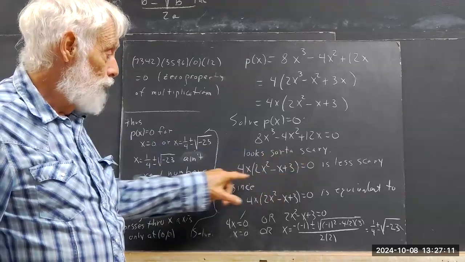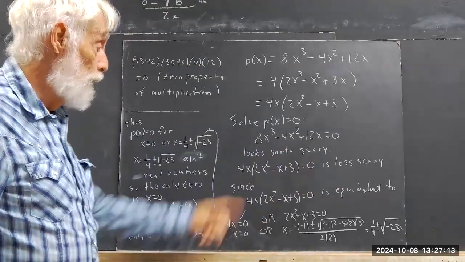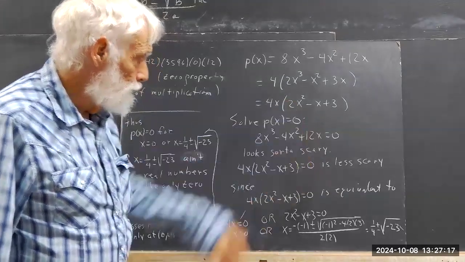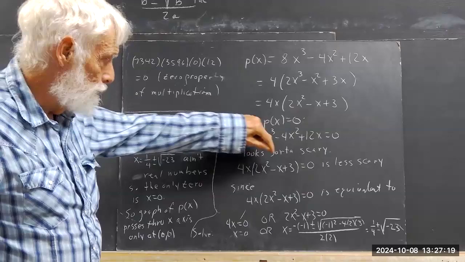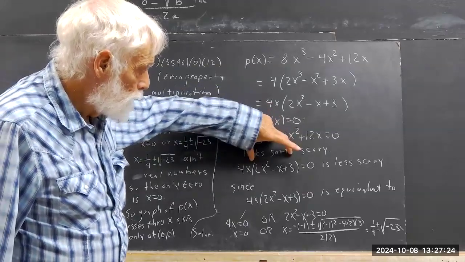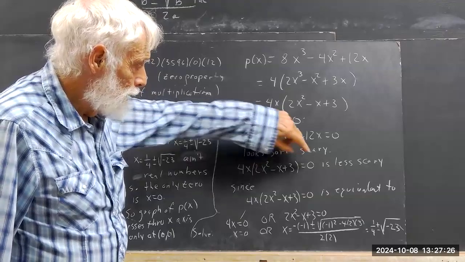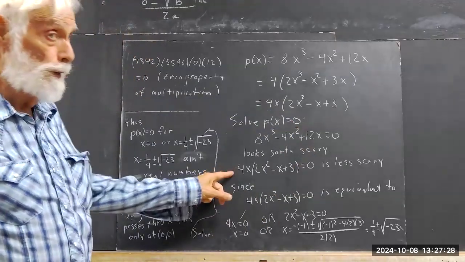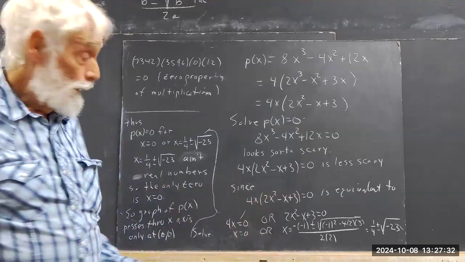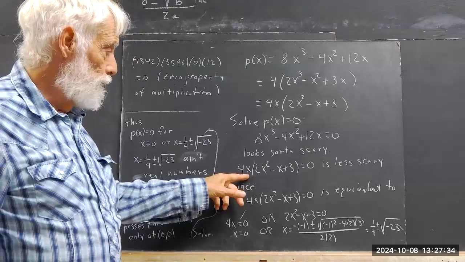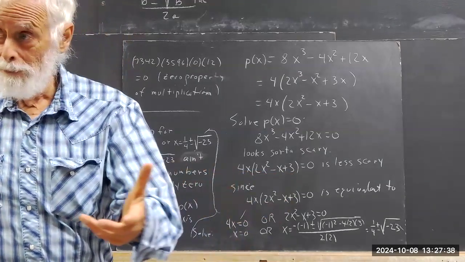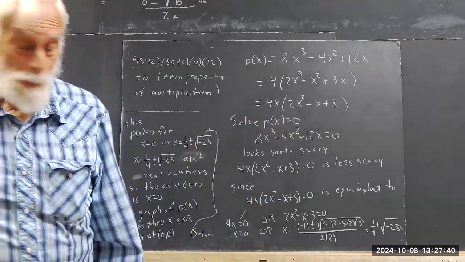But if you factor it, it's less scary. Why is it less scary? Because this times this is supposed to equal 0. It's actually this times this times this, 4 times x times 2x squared minus x plus 3 is equal to 0. That means either 4 equals 0, which it doesn't, so we don't worry about it, right? Which leaves us x equals 0, or 2x squared minus x plus 3 equals 0, right?